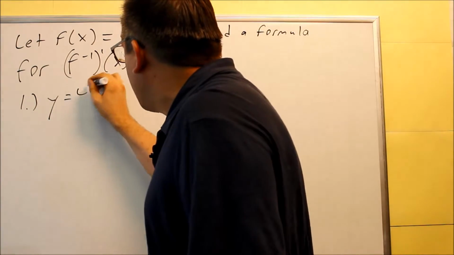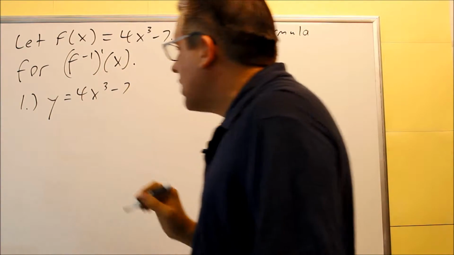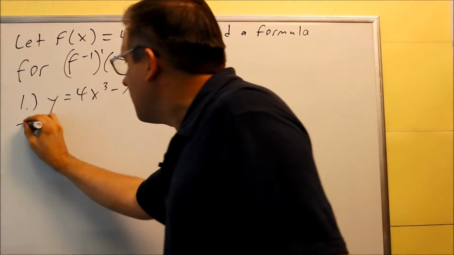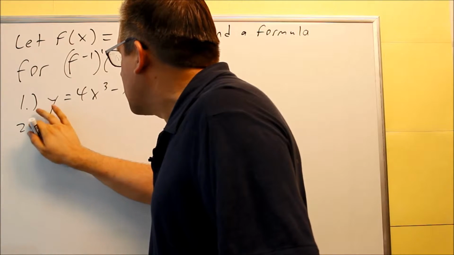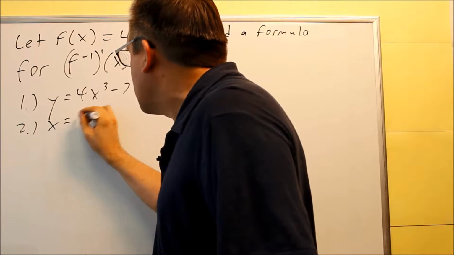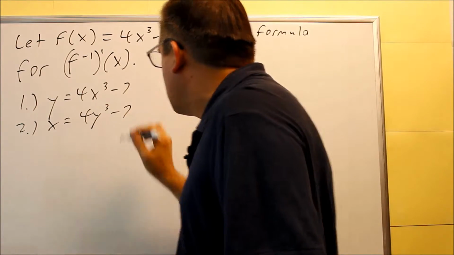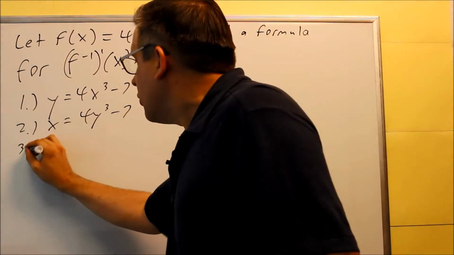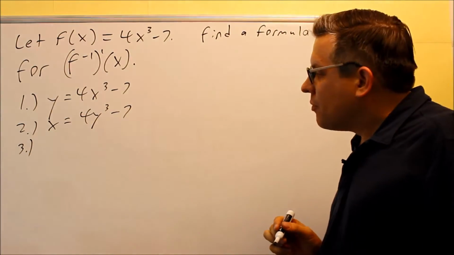So y equals 4x cubed minus 7. Step number two, switch x and y. The most important thing with inverses is that the x and y are switched. That's an important step. Then, for step 3, we have to solve for y.